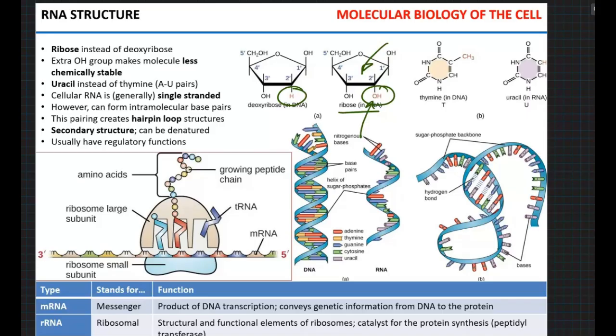Okay? Another difference between DNA and RNA is that in RNA, thymine is replaced with a nitrogenous base called uracil. So instead of ATGC pairs, in RNA it will be AUGC pairs.